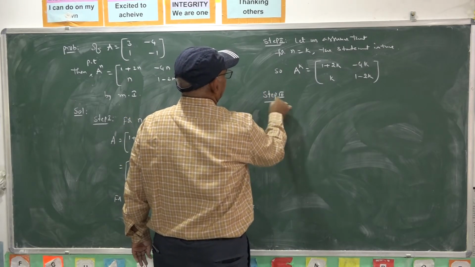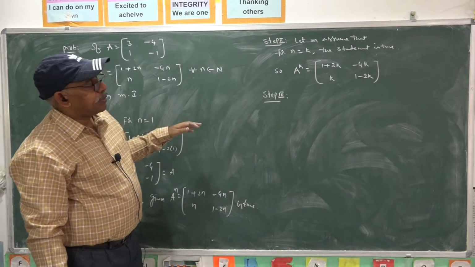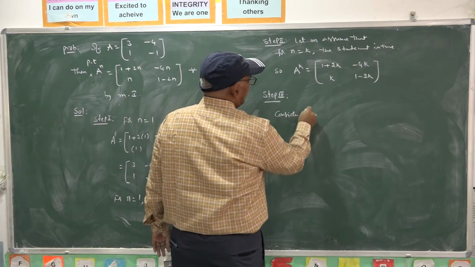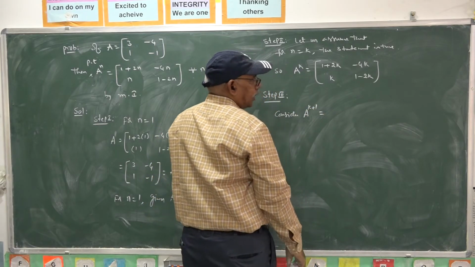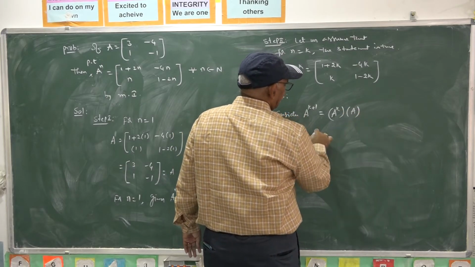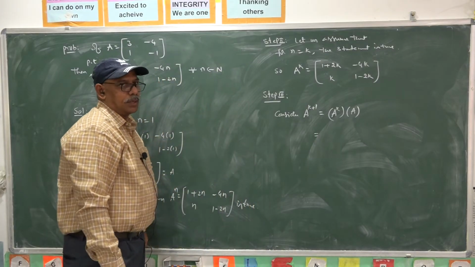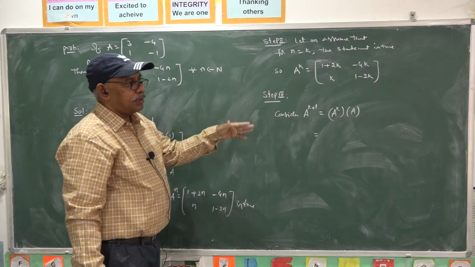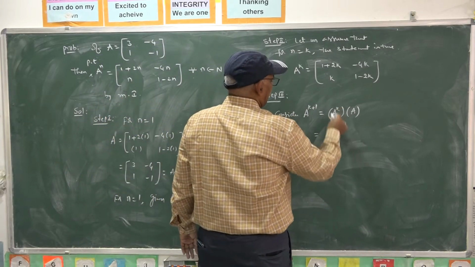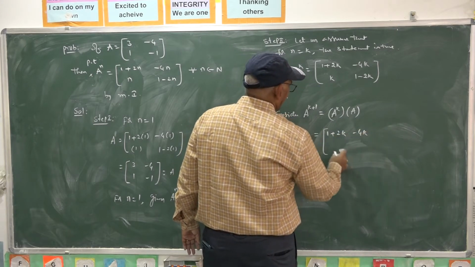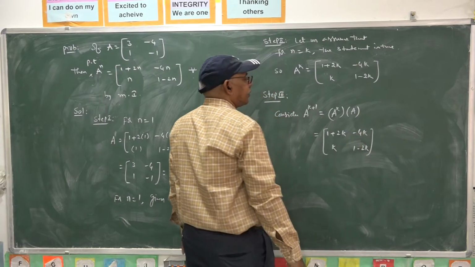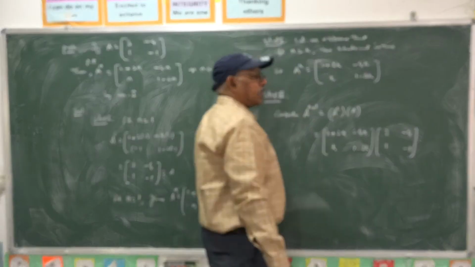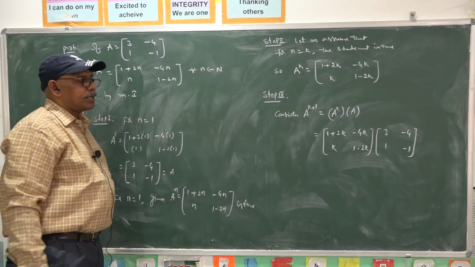Now step 3. We have to prove the statement is true for its next successive power. That means consider A power k plus 1. A power k plus 1 may be written as A power k into A, by the integral powers. A power m into A power n is A power m plus n, which is followed in the case of matrix product. So A power k into A gives us A power k plus 1. Here A power k is 1 plus 2k, minus 4k, k, 1 minus 2k, which is assumed as true. And A, you can take as 3, minus 4, 1, minus 1, because the statement is true for n equal to 1.